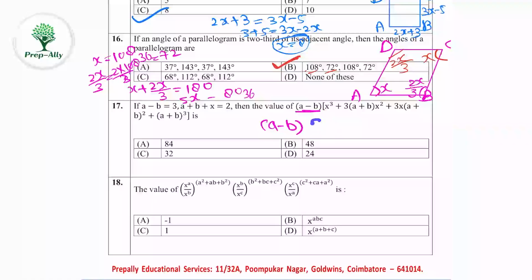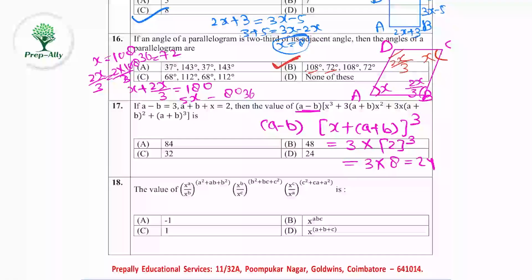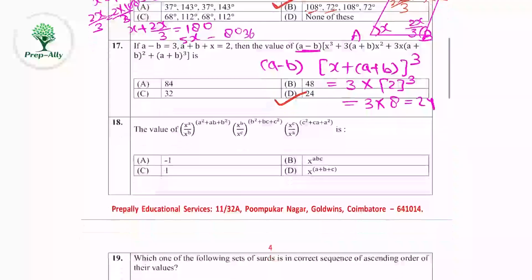So can I write this one as the cube of x plus a plus b whole cube. Here you can consider this one as one term and this one as another term. So a cube plus 3 a square b plus 3a b square plus b cube. Now if we write in this way, then we can substitute the values: a minus b is 3, a plus b plus x is 2, so 2 raised to power 3, so 3 into 2 raised to power 3 is 8, 24. So option D is the correct one.